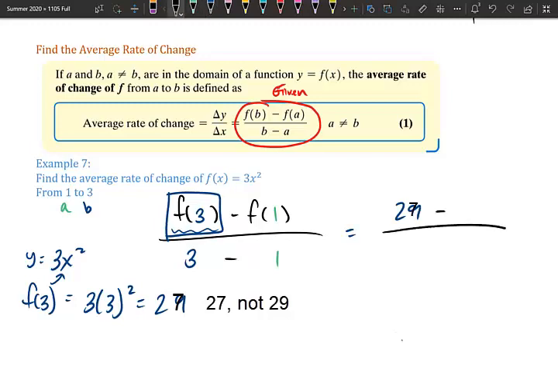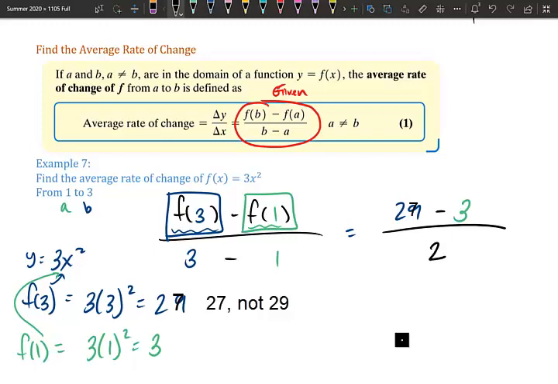Now we do f of 1, so same idea. We're going to plug 1 in as x. So we have 3 times 1 squared, which is 3. So f of 1 equals 3. Now we simplify the bottom. 3 minus 1 is 2.